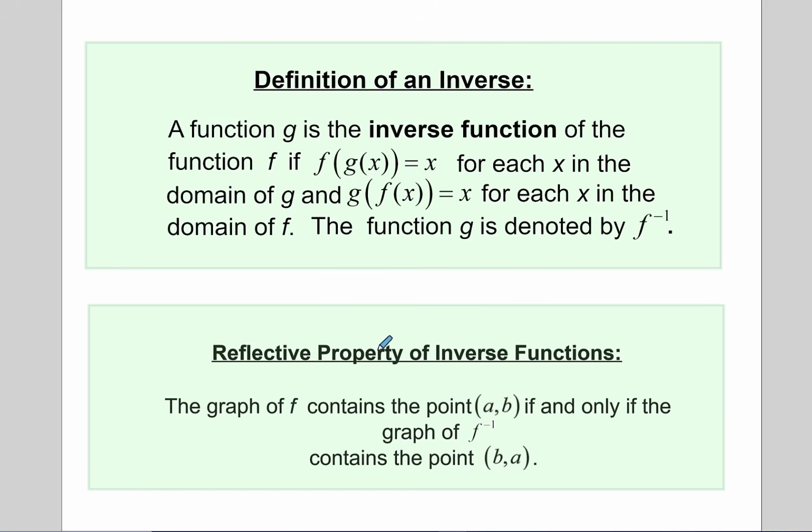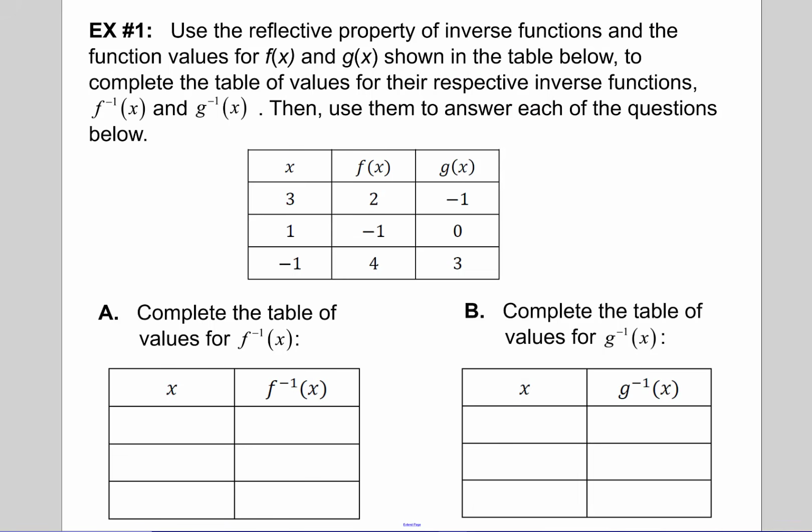We also know the idea of the reflective property. If a point (a, b) is on a function f, then the point (b, a) would be contained on the inverse of the function, because the property of inverses is that they undo each other. X becomes y and y becomes x.